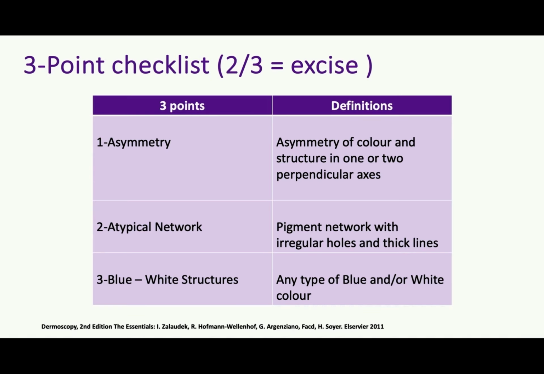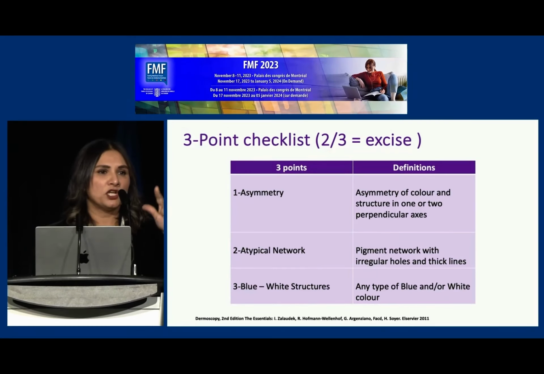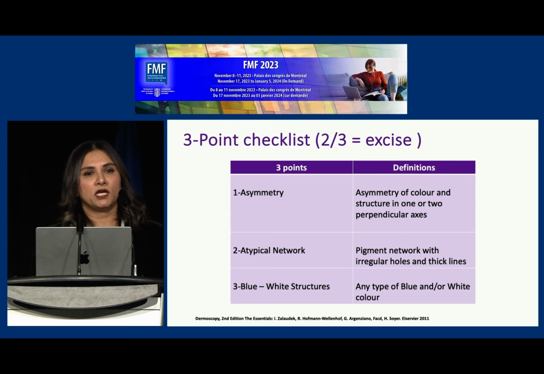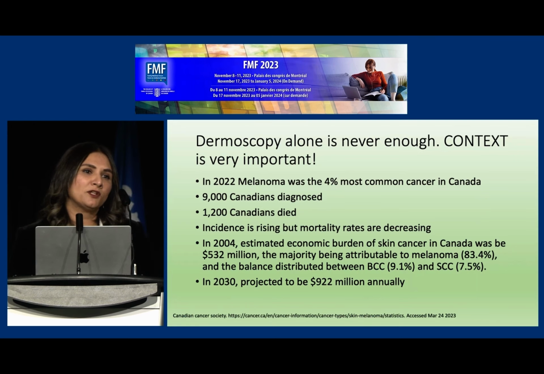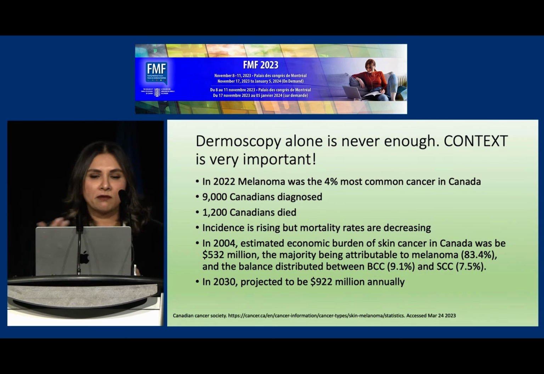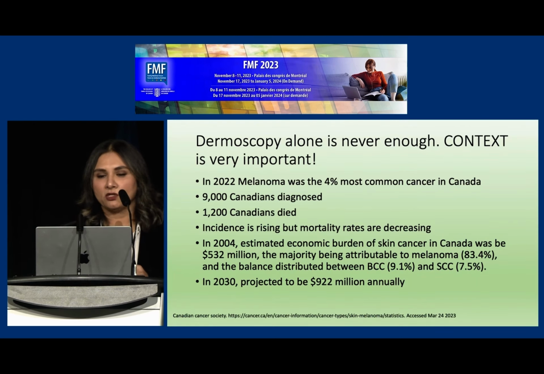So again, to recap, the 3-point checklist is asymmetry, so asymmetry in shape or color, presence of atypical network, and blue-white structures. And to reiterate, 0 out of 3, 1 out of 3, don't excise that lesion, it's likely benign. 2 out of 3, 3 out of 3, excise the lesions. However, dermoscopy is not the end-all, right? So when you're examining patients, everything has to be in context.